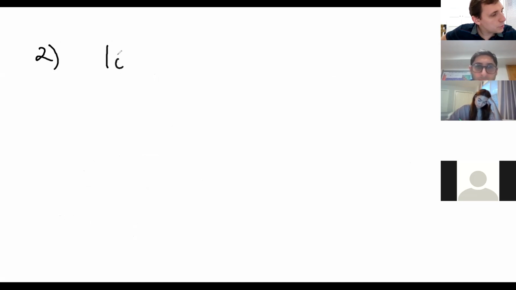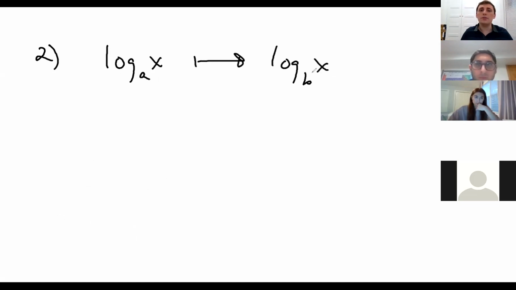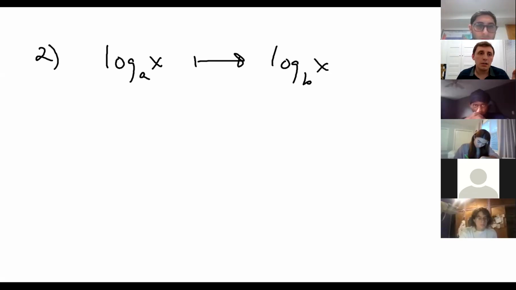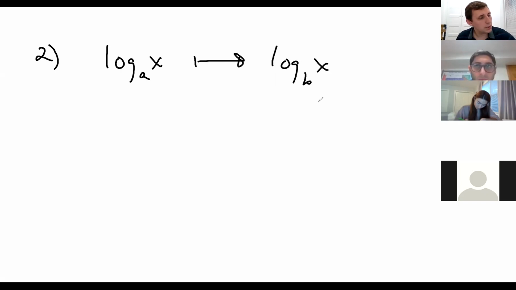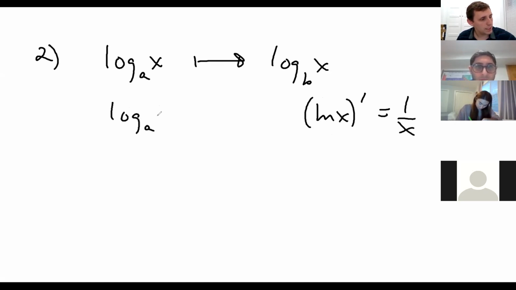I can always convert logarithm base a of x to logarithm base b of x for any a and b. How do I do the conversion? In other words, guys, we know the derivative of ln is 1 over x, but the derivative of log base a of x, what is it? We are not right away aware. Here is the change of basis formula. How do you obtain it? So how do I convert logarithm base a to logarithm base b?